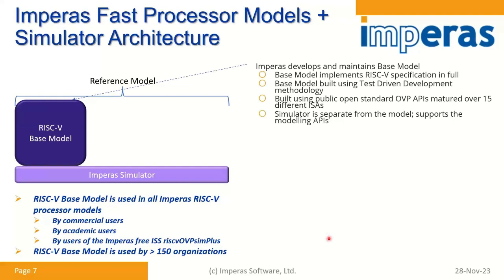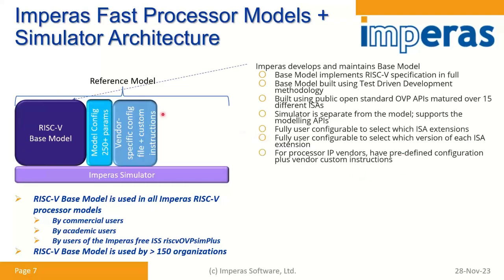I'm going to skip a lot of these model slides and go quite quickly here, but basically you need a base model which implements the specification. From an Imperas point of view, we use the Open Virtual Platforms APIs, which are an open standard. We've done some 15 different ISAs, and I think 22 or 23 have been done with them. The key part of our technology is that the model is separate from the simulator, and the models are very configurable, and you can extend them.